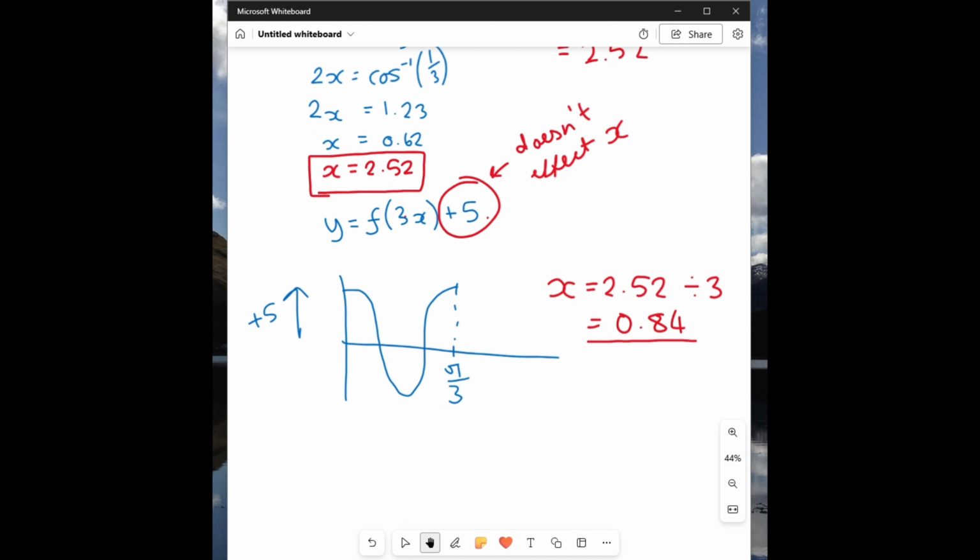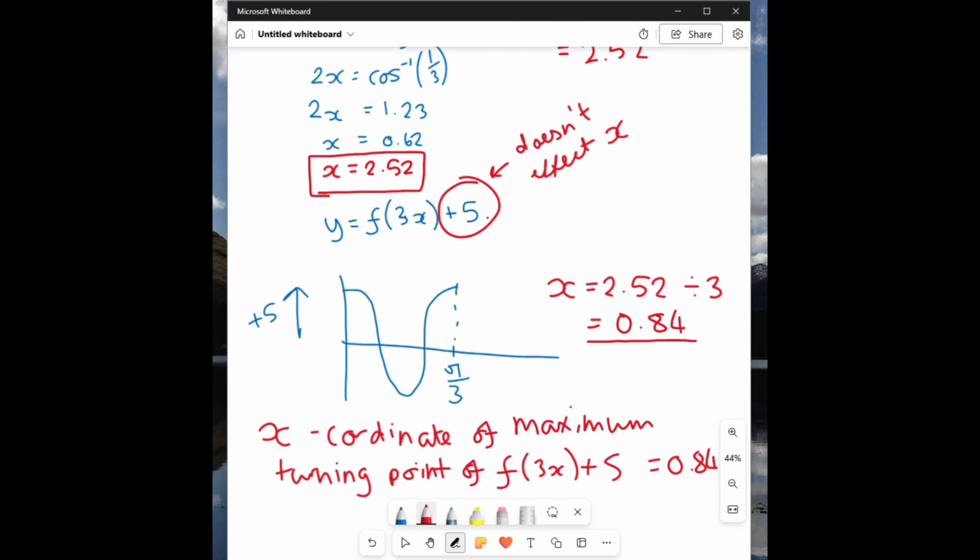And if you want to, you can just write a little statement there. I don't need to write that, but if you want to make extra sure that you're telling the examiner you know what that 0.84 is, then I would do that as well. But that is the question.